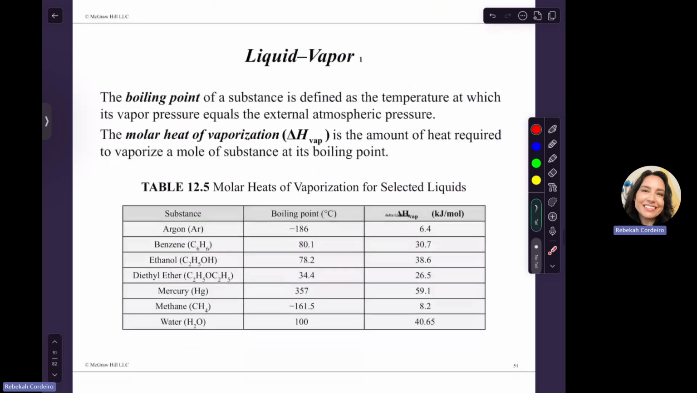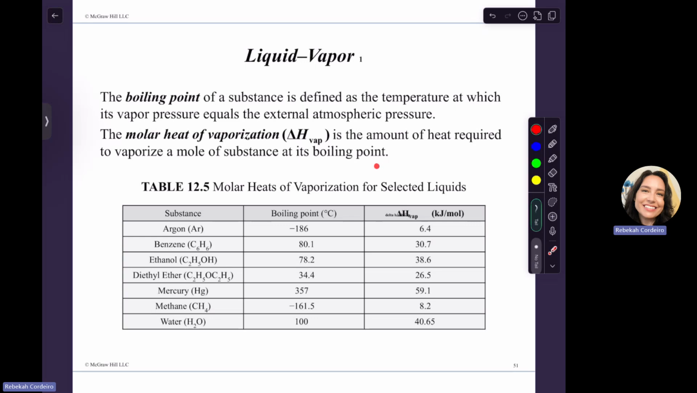The boiling point is where vapor pressure equals external atmospheric pressure. That's the temperature we're looking at when we actually get to fully become gas. We call the molar heat of vaporization, or delta H vaporization, which we've talked about already, the amount of heat that you need to vaporize 1 mole of substance at its boiling point. So if you're already at the boiling point, you've got the right temperature, how much heat you have to put in to do that.